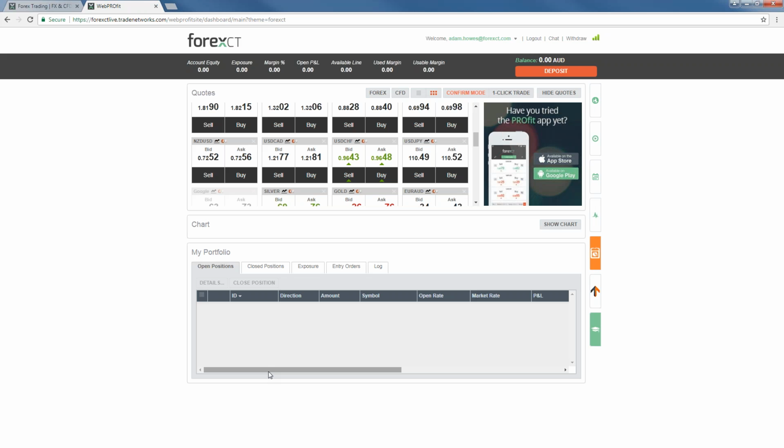Now, will you win all of the trades? Probably not. It's foreseeable that some of the trades will lose. But because the direction is proven to be quite accurate, we'd expect most of the winning trades on the platform to actually outweigh the losses that we're making on the account.